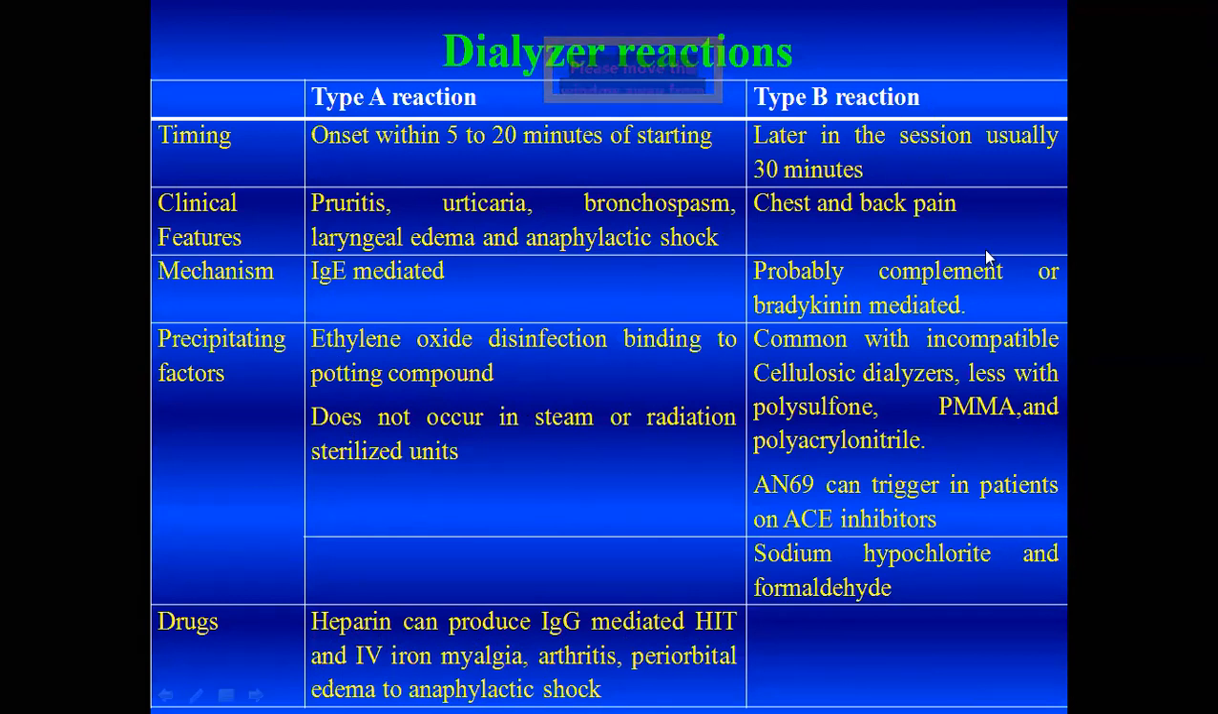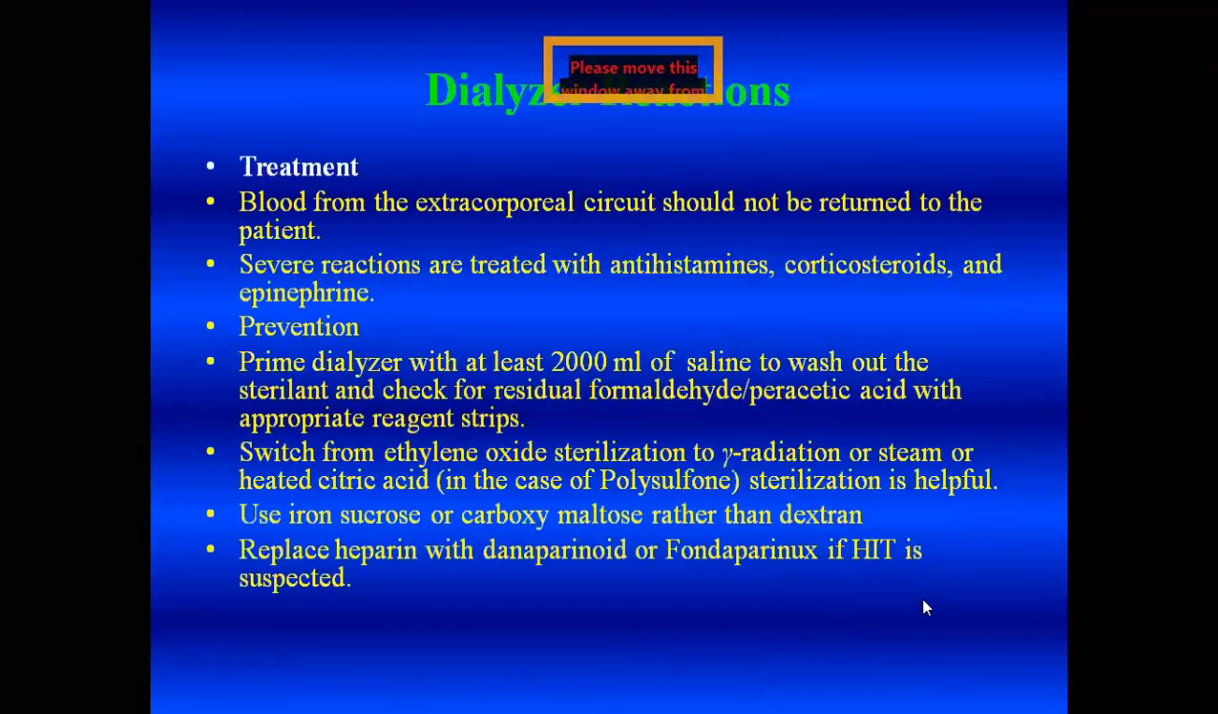Type B reactions, late, present with chest and back pain, and are common with the incompatible cellulosic dialyzers, but not so with polysulfone. One exception is that the AN69 membrane can trigger a type B reaction in patients on ACE inhibitors, and of course sodium hypochlorite and formaldehyde, which are used. Fortunately, formaldehyde has given way to peracetic acid, so as I said, these are becoming rarer.